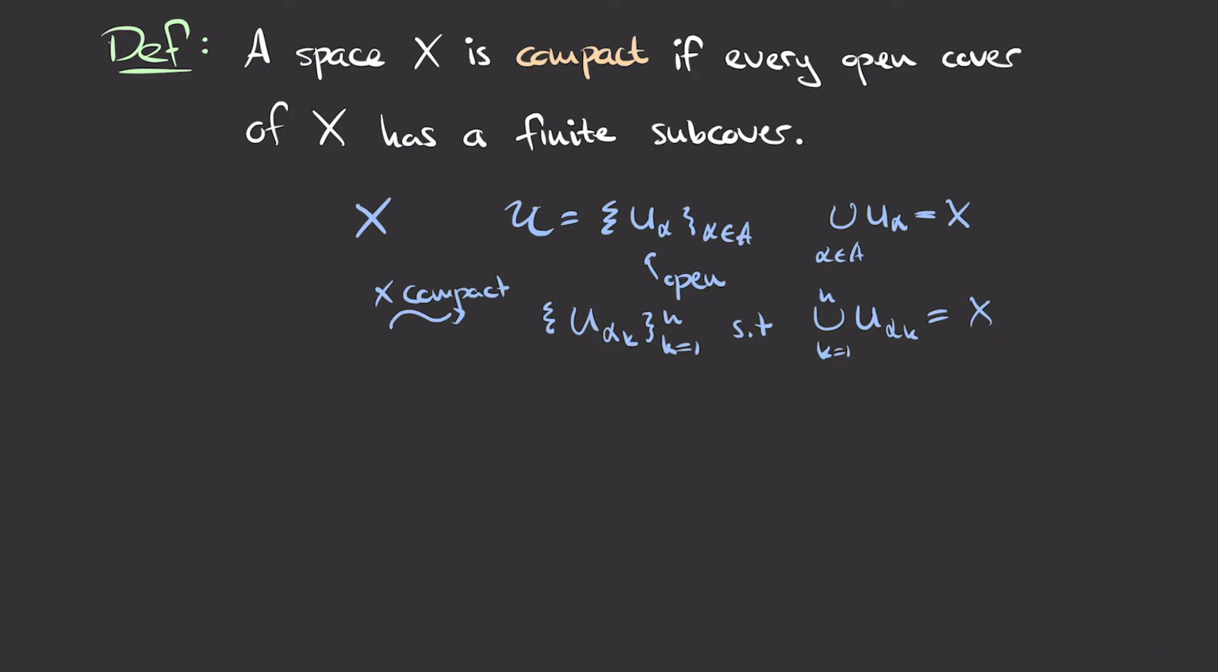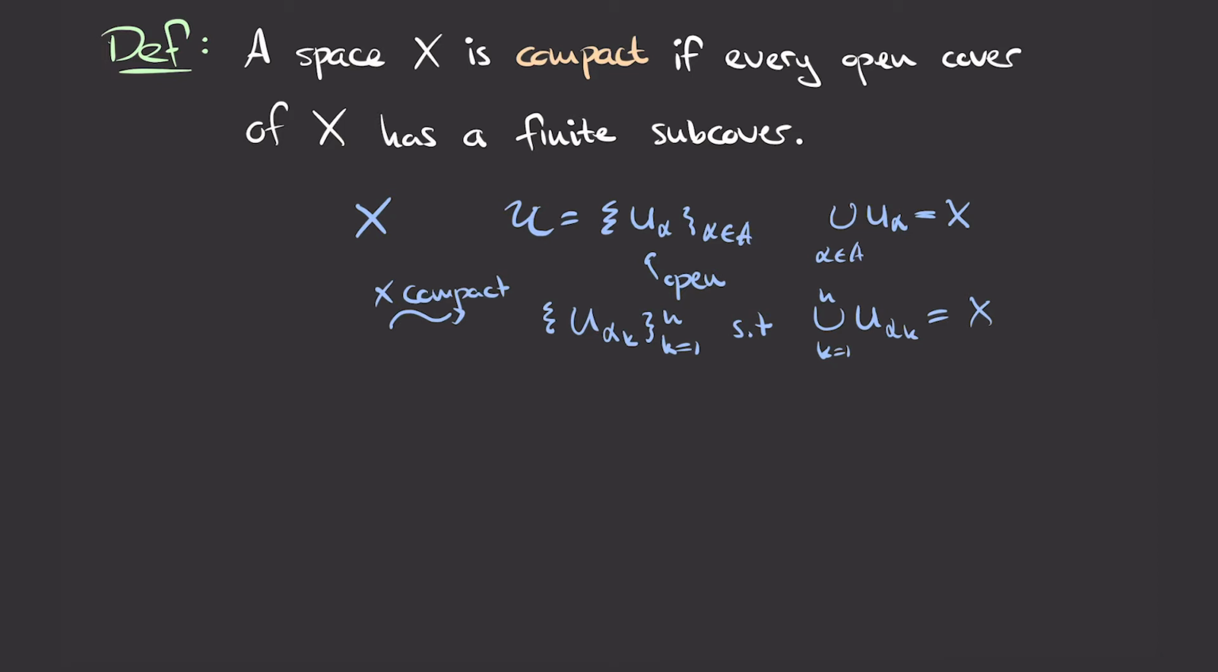If regardless of what open cover I choose, so here this index set could be infinite, I can always choose a finite subcollection that still covers the space. Okay, so I said before at the beginning of the video that compactness can be viewed as a generalization of being bounded and closed in Euclidean space, and this is something we'll prove towards the end of our look at compactness in a future video, namely the Heine-Borel theorem, which states exactly that a subset of Euclidean space is compact if and only if it's bounded and closed.